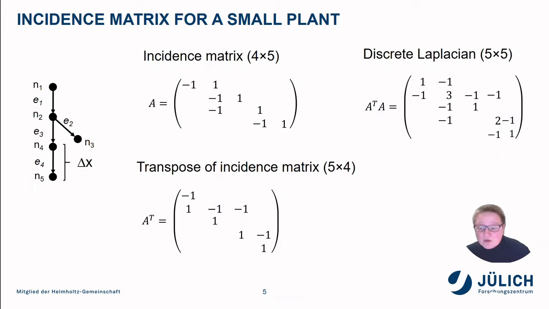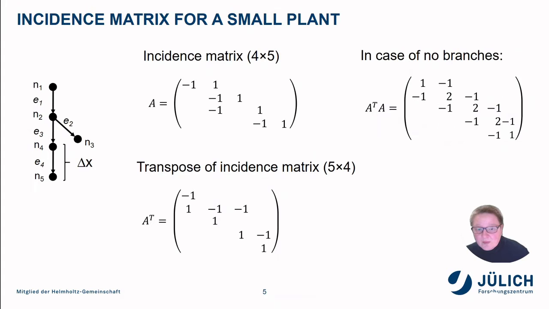We can then also write down the transpose of A by converting rows into columns. When we multiply A transpose with A, we get a 5 by 5 matrix that is called the discrete Laplacian. It is our discrete representation of the divergence operator. In the case when there are no branches, it would have this famous tridiagonal form.